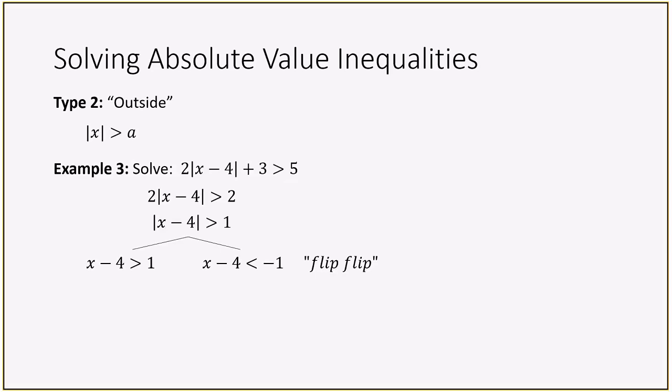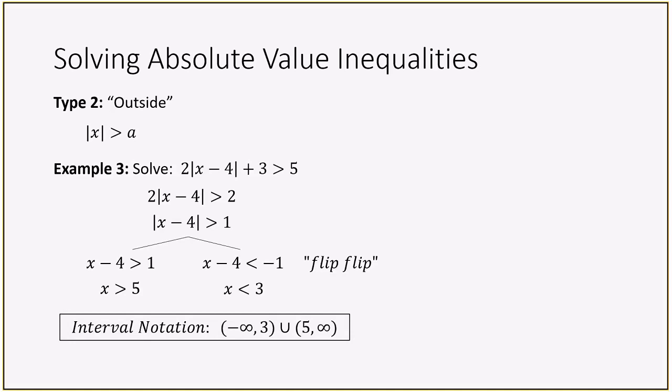So really when I'm talking about that flip, I'm talking about the inequality sign, symbol, and then the number on the opposite side of the absolute value. And I just go ahead and solve. I add 4 to both sides. I get x is greater than 5, and x is less than 3.